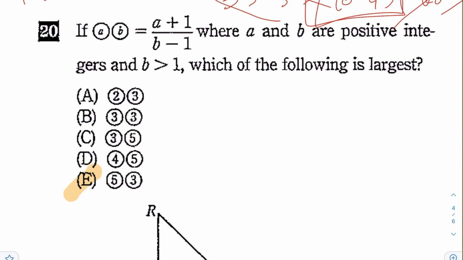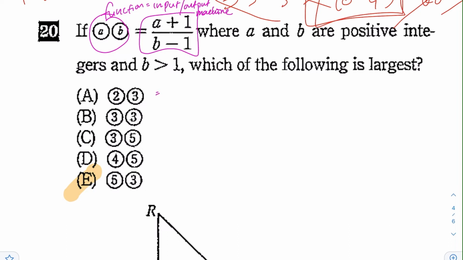Next, for number 20, if A symbol B is equal to A plus 1 divided by B minus 1, where A and B are positive integers and B is greater than 1, which of the following is the largest? So to go through all the choices, this is your function, and your function is an input-output machine. And to solve this, you just have to plug this in.